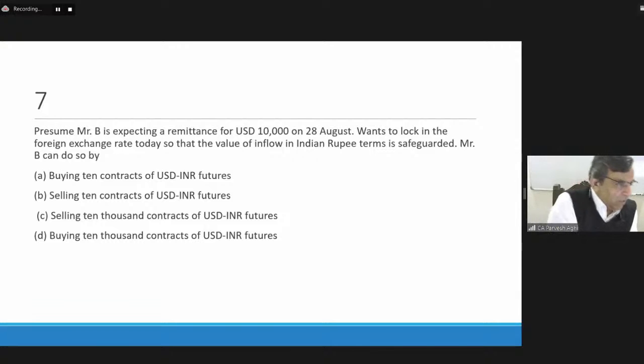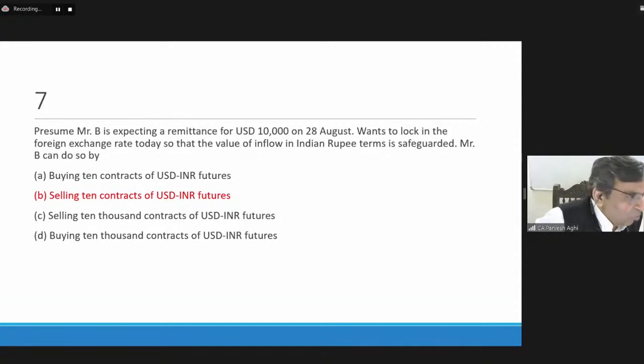Okay, so the seventh answer is, Srinivasa has given A. But he is going to actually sell contracts, so the answer should be B. So Preeti, you're right. Chavi, you're also right. But Srinivasa, just check, it is not A. Buying 10 contracts will not help him, because then he will be taking a long position. He's already long in dollars; he's going to get dollars. He can't take another long position. So it has to be just the reverse of that. So it has to be B. Great. So Chavi, you've done it right. Preeti, you've done it right.